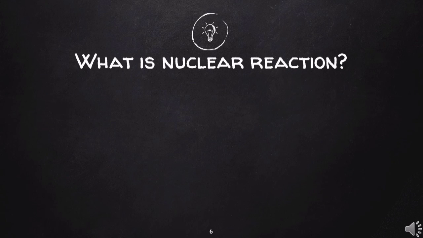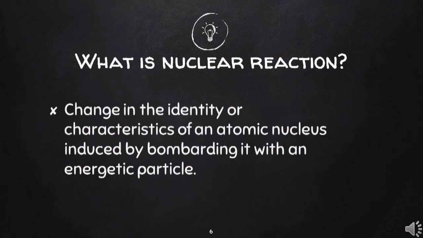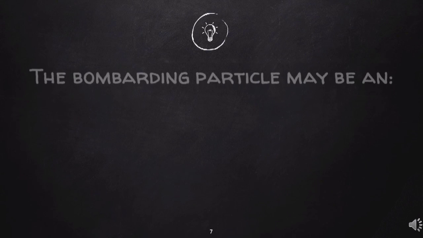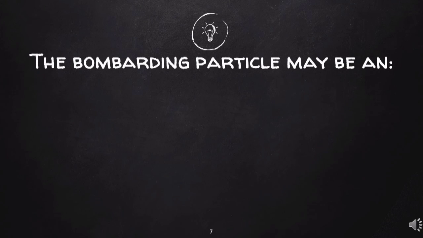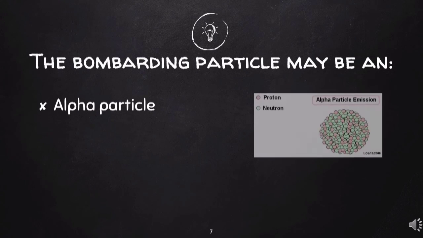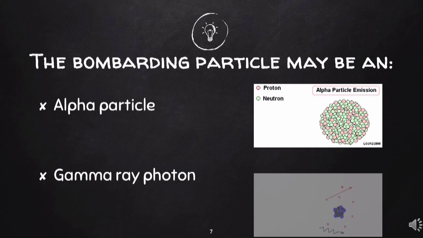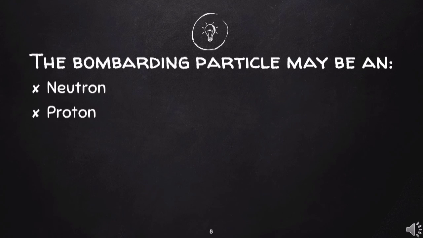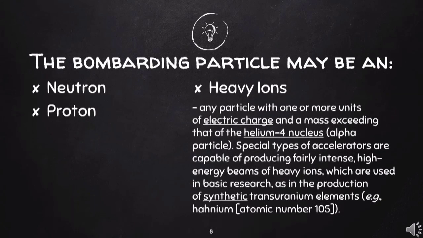What is a nuclear reaction? A change in the identity or characteristics of an atomic nucleus induced by bombarding it with an energetic particle. The bombarding particle may be an alpha particle, gamma ray photon, neutron, proton, or heavy ions: any particle with one or more units of electric charge and a mass exceeding that of the helium-4 nucleus, the alpha particle.